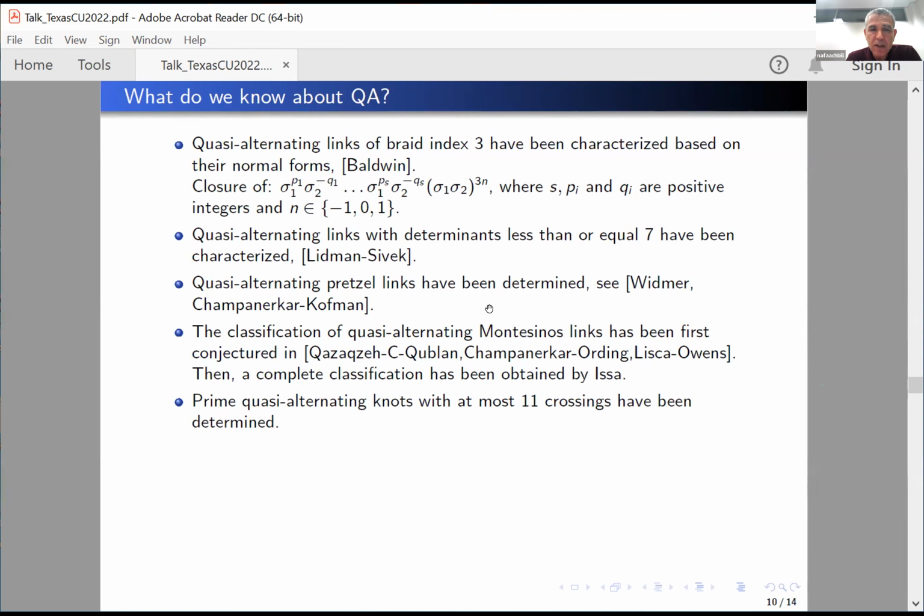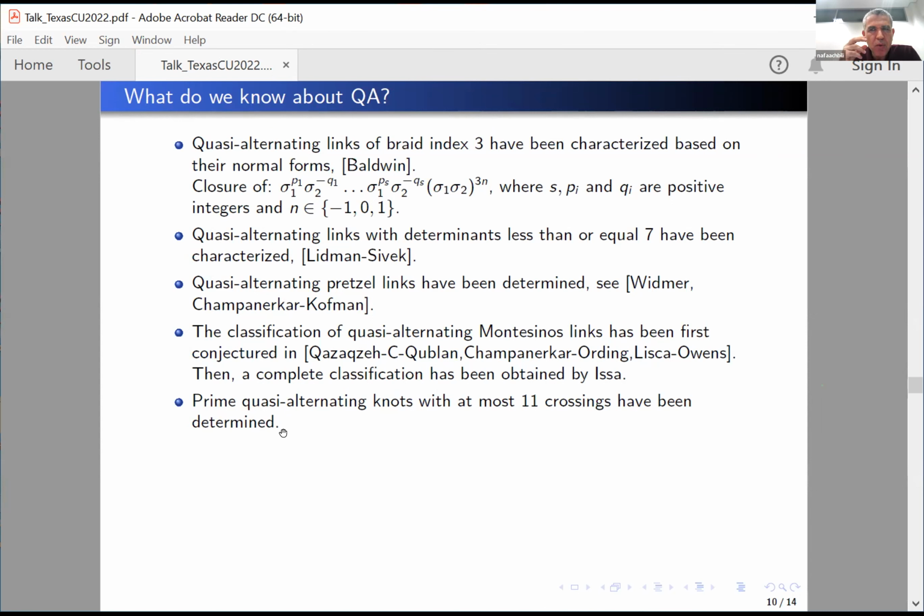So all multi-sinus links which are quasi-alternating are known, and this has been done by Kazaksa and my collaborator, Koblan, Champanerkar, Ording, and Liska owns. And then a complete classification has been obtained by ESA recently. So we know exactly which multi-sinus links are quasi-alternating. If we look at the table, prime quasi-alternating knots with at most 11 crossings have been determined. Okay, so for 11, we know which ones are quasi-alternating.